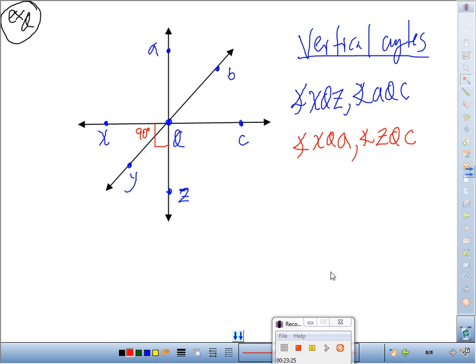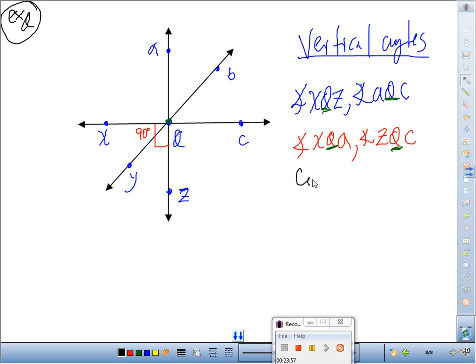Look up, please. Now the order of these doesn't matter, except for the vertex. The vertex has to always be where? In the middle. We can write this as angle AQC or CQA. How about this one? XQZ or ZQX. Does that make sense? As long as you keep the vertex in the middle. Okay, so we're done with that. Let's go to the next one.